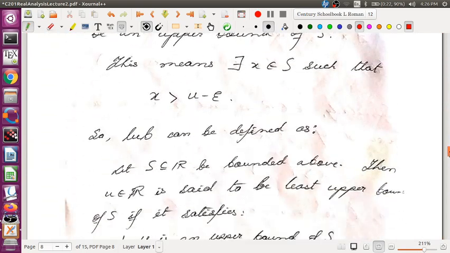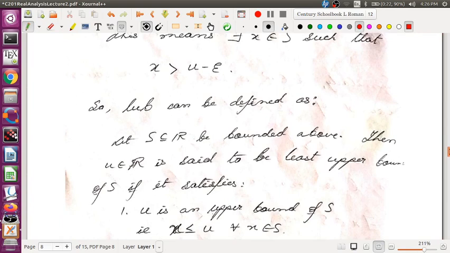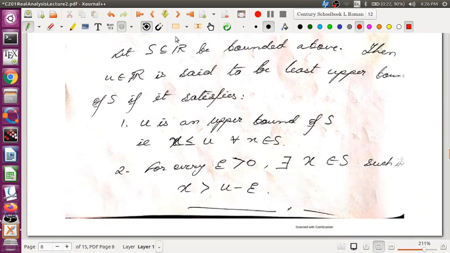Right. So least upper bound can also be defined in the following way, an equivalent definition. Let S subset of R be bounded above, then U belongs to R is said to be a least upper bound of S if it satisfies the following two conditions. U is an upper bound, the first condition is the same, and the second condition is for every epsilon greater than 0, there exists an x inside S such that x is strictly greater than U minus epsilon.